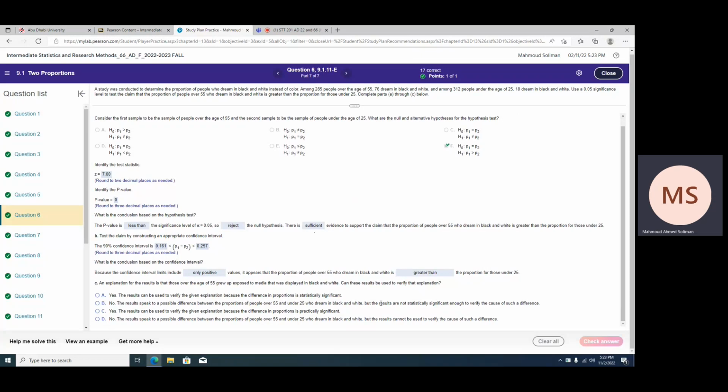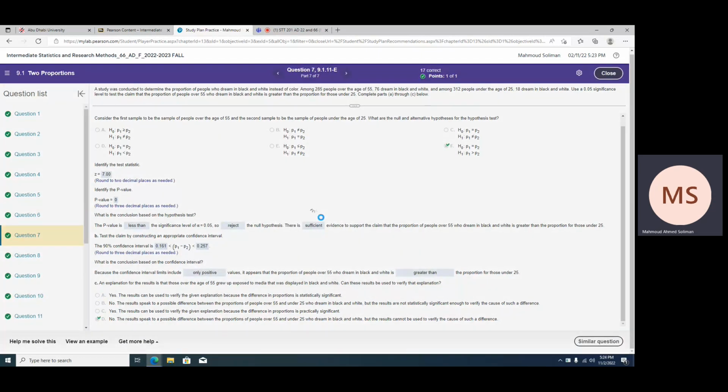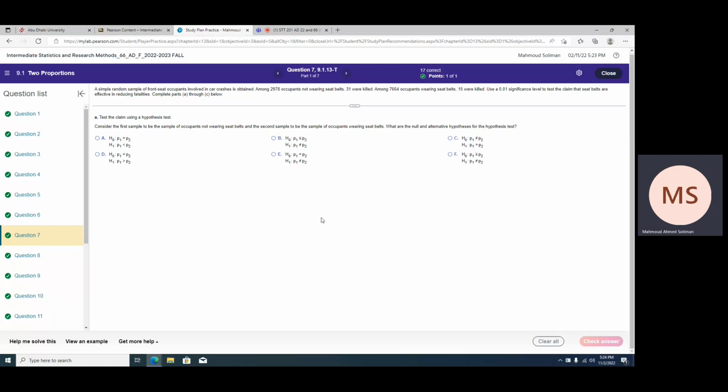The first one says the results are not statistically significant enough. We said that logically it doesn't make sense that people dream in black and white because of TV. So here, look, the results cannot be used to verify the cause. The first one was statistically, but statistics say it's greater than, yes? So it's not accurate. Now it says greater than, but you can't verify it statistically. So D. Yeah, it's D. You can't explain statistically why people dream in black and white. You can only find the proportion.